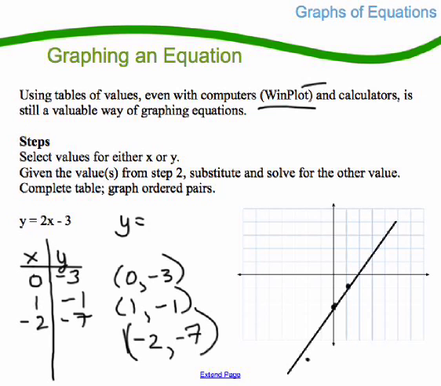2 times 0 is 0, minus 3, minus 3. 2 times 1 is 2, and 2 minus 3 is a negative 1. Yeah, that's right. 2 times minus 2 is a minus 4. Minus 4 minus 3 is minus 7.